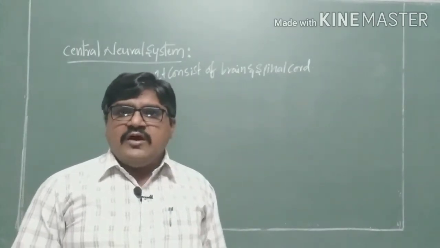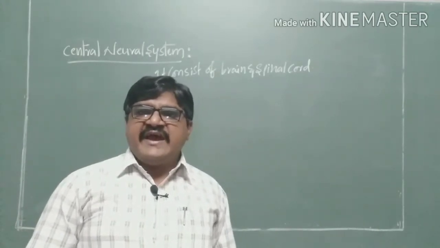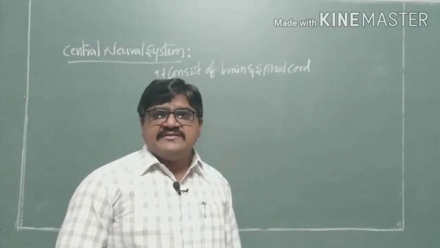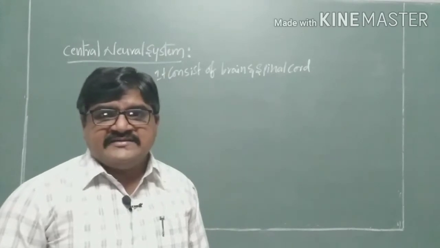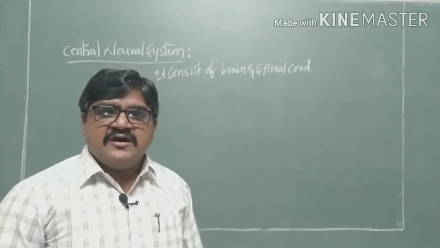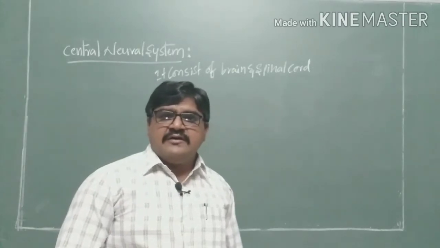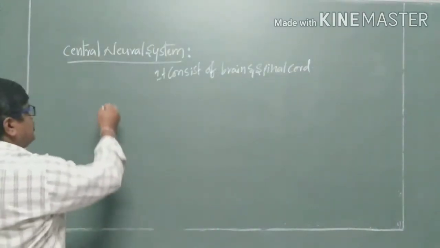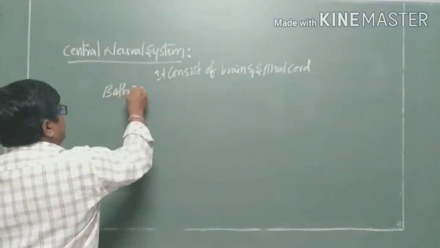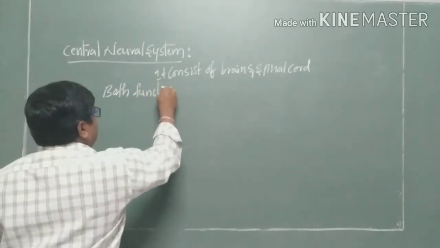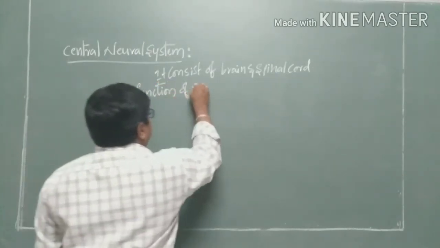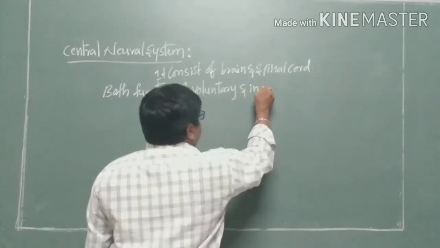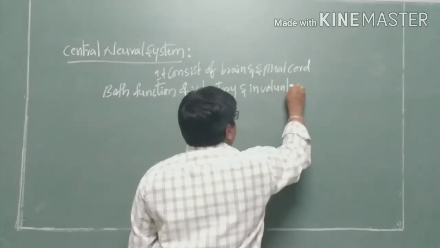where both voluntary as well as involuntary actions take place. Voluntary actions are under the control of the brain and the spinal cord, whereas involuntary actions are not under the control of the brain or spinal cord. So it performs both voluntary and involuntary functions.